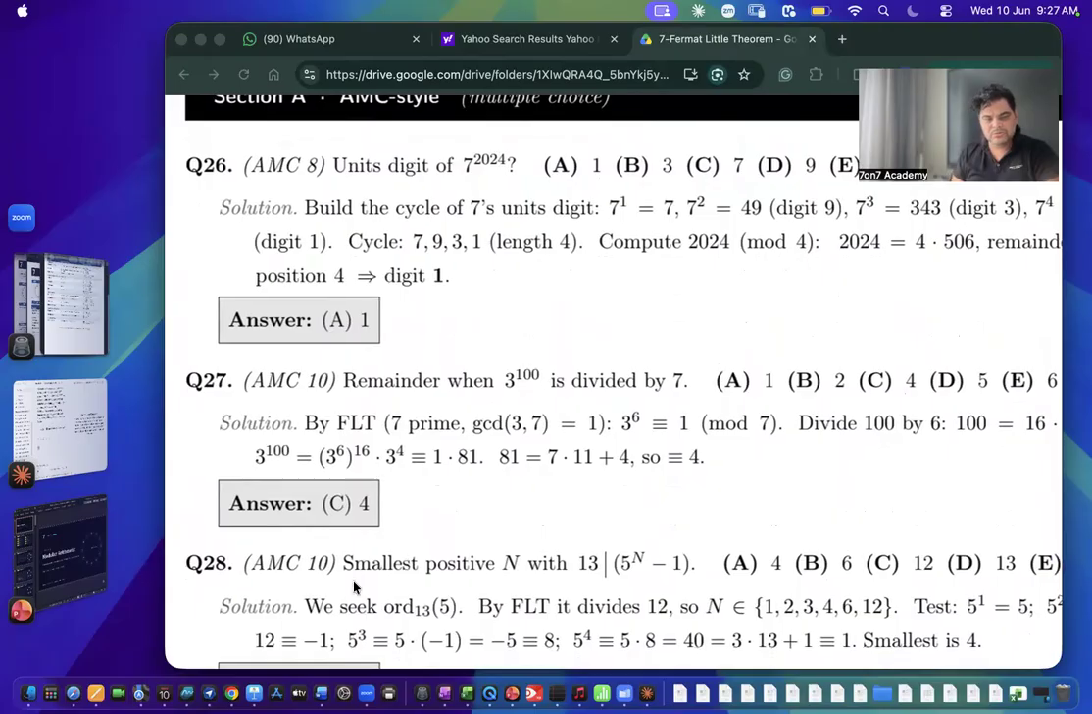So tell me this question. Find the smallest n. This is the MC10 question. Find the smallest n such that 5 raised to n minus 1 is divisible by 13.